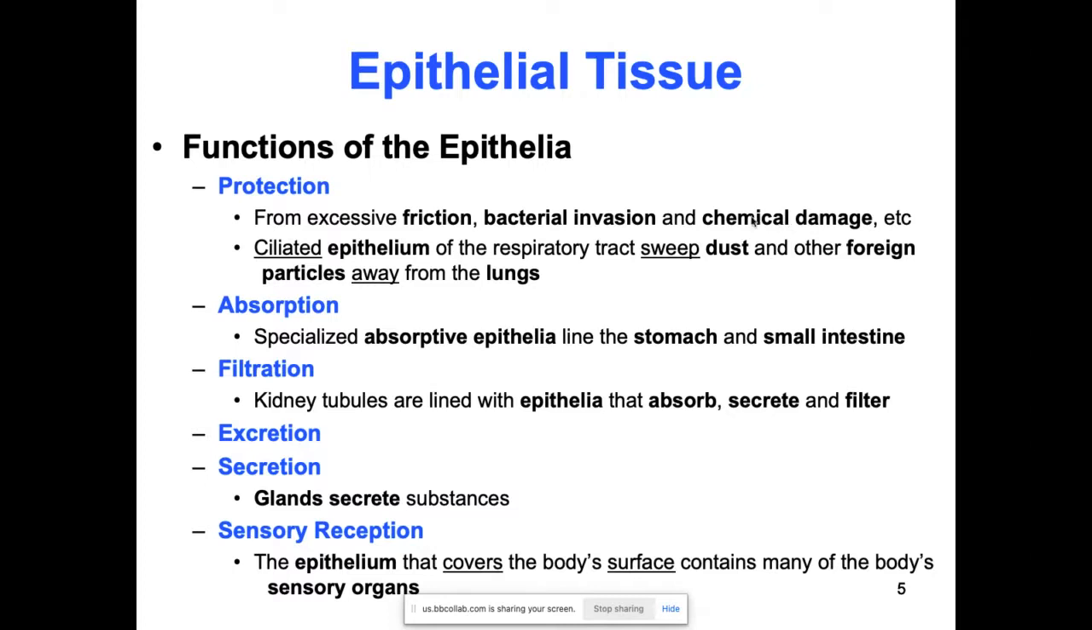Now, there's also ciliated epithelium. When I think of cilia, I just think of small hairs. That's what cilia are. And these hairs can beat rhythmically. So we have cilia in your respiratory tract, especially on top where your trachea is. Women have cilia in their fallopian tubes, also known as the uterine tubes.